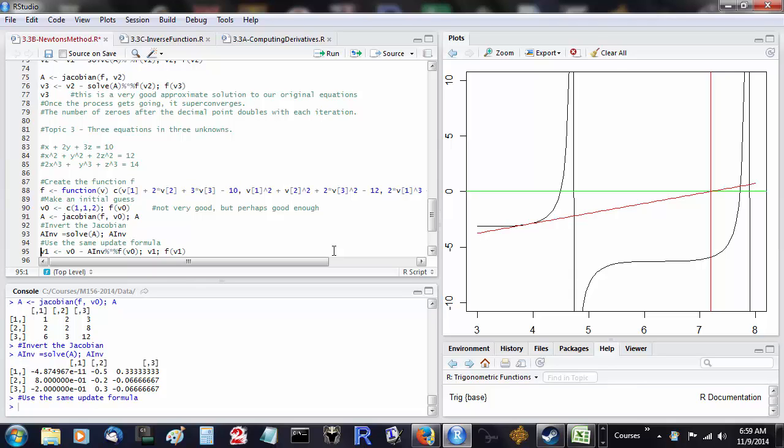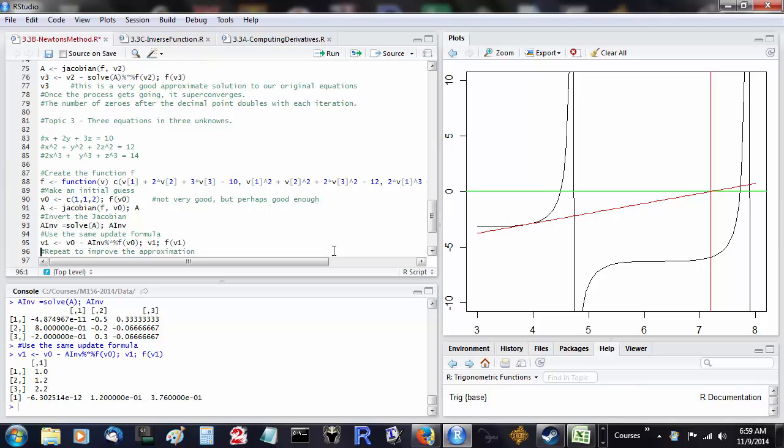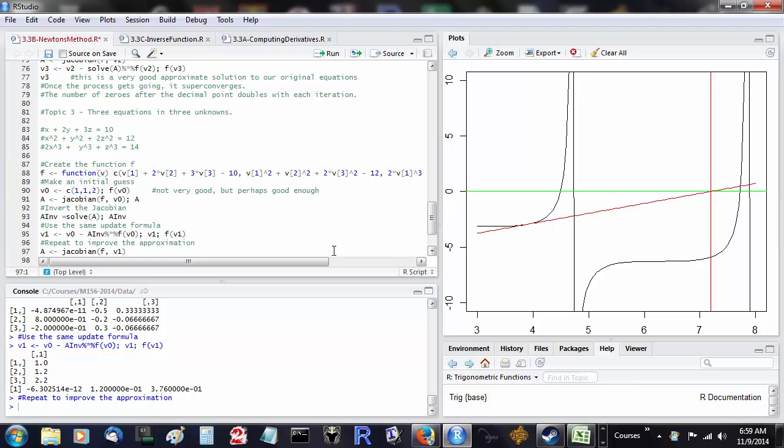This will serve you for the rest of your life. Have a good guess to a solution for a set of nonlinear equations. Just use this update formula, and it'll get better and better. Our second approximate solution is x equals 1.0. y is now up to 1.2. z is up to 2.2. And I've done very, very well in satisfying the first equation, and half decently satisfying the second and third.